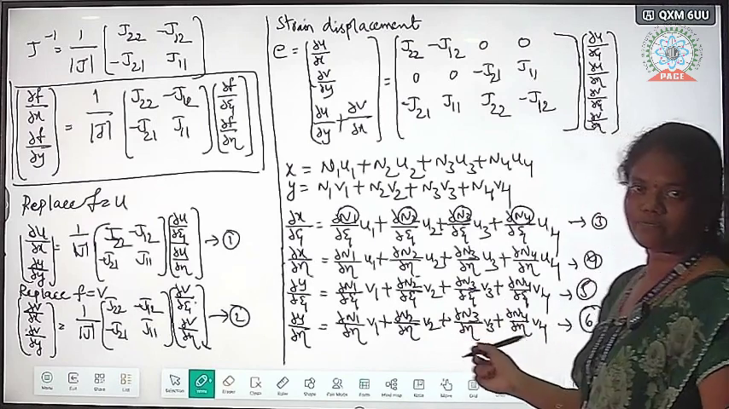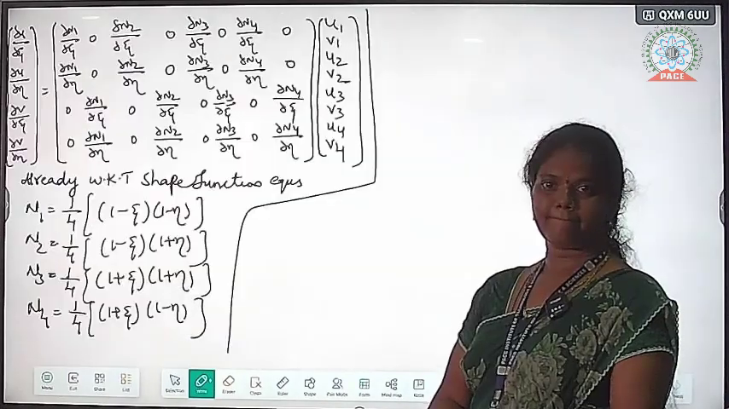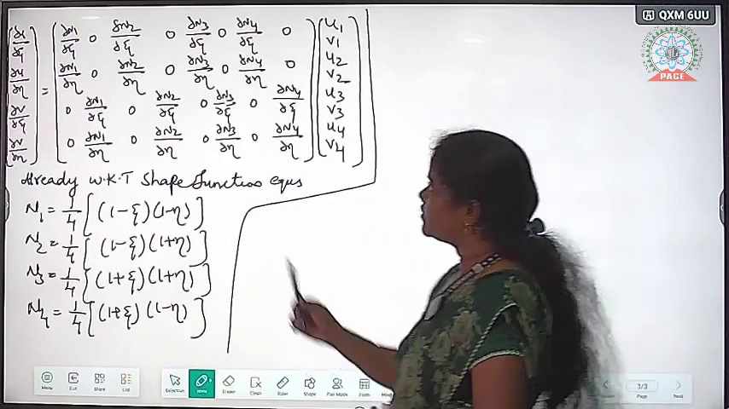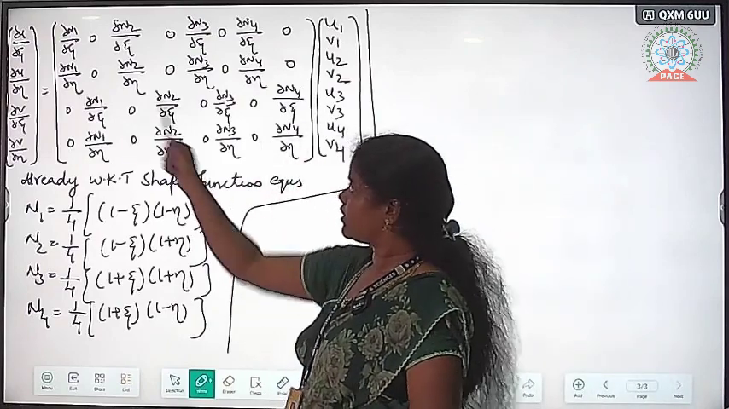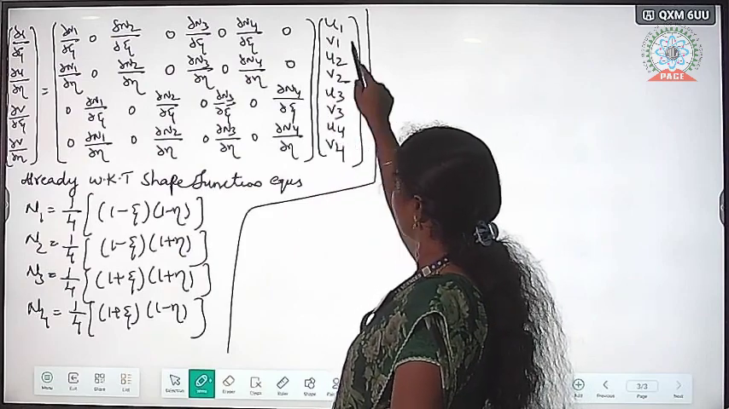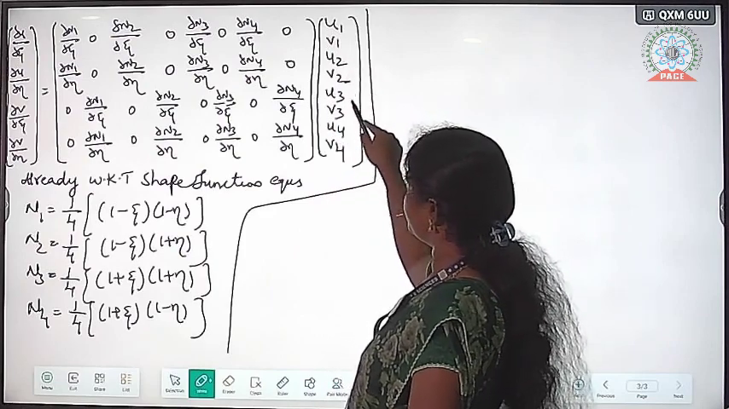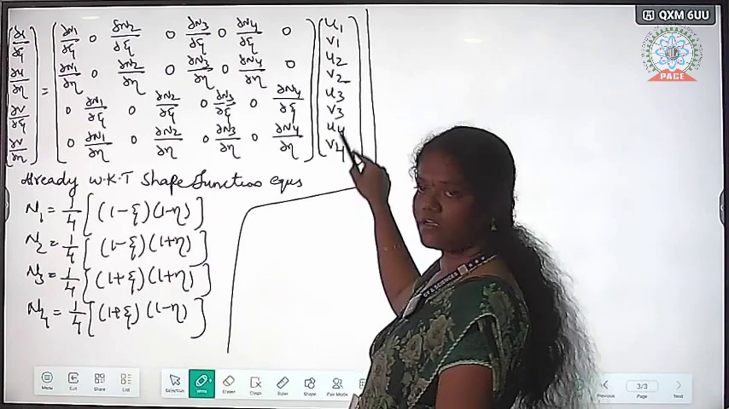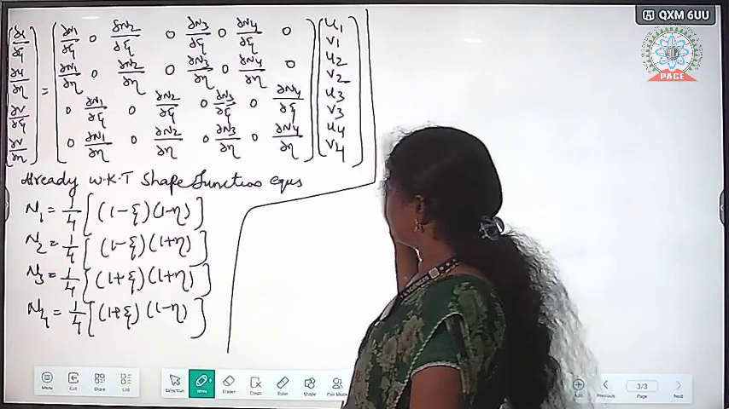So, those 4 equations we have to write in this matrix form. These are the displacements along the x and y axis, u1, v1, u2, v2, u3, v3 and u4, v4, along the 4 nodes. Okay.